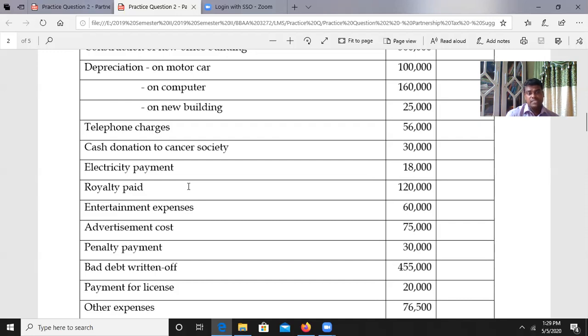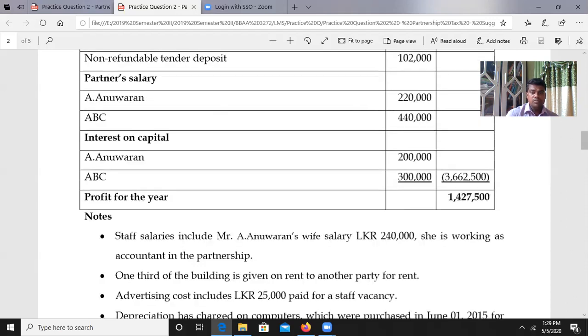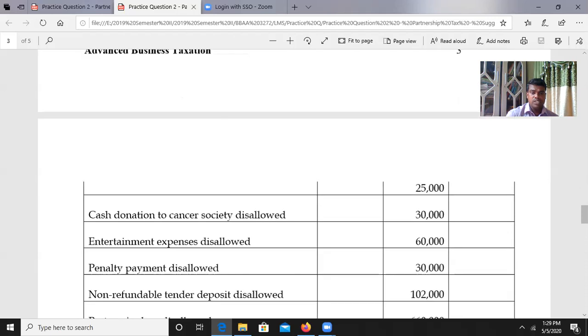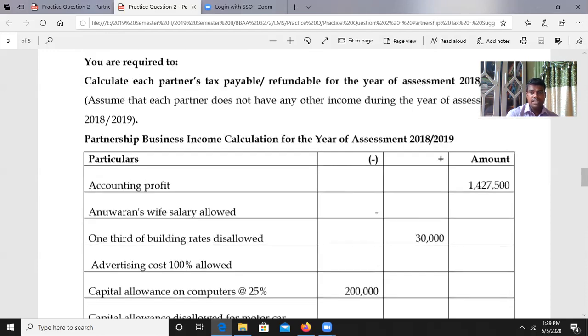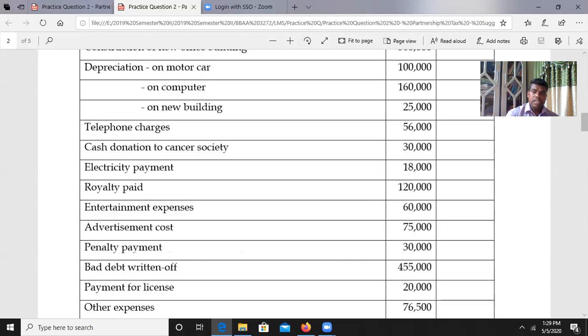Entertainment expenses, that can be allowed for the financial accounting, but which cannot be allowed for the taxation. So such entertainment expenses should be added with the accounting profit. That's why I included it in the plus column. You can see that 60,000 I included in the plus column because which cannot be allowed when we calculate the assessable business income.